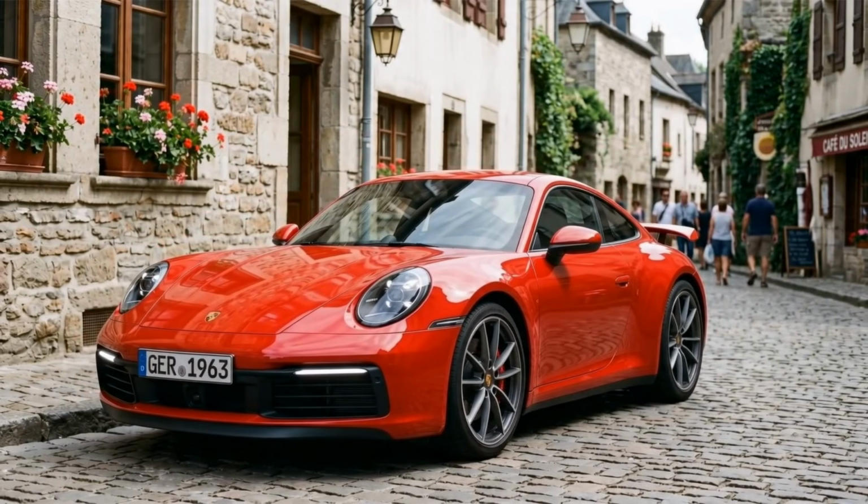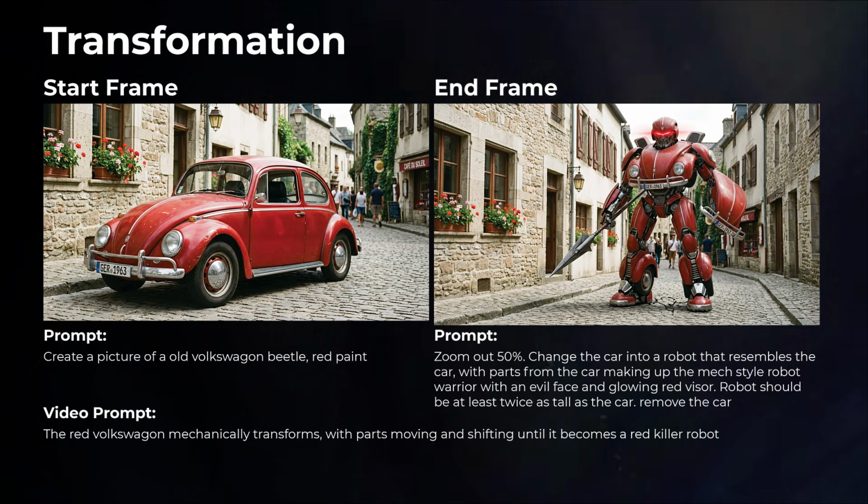But I wondered if it would still actually transform into a robot, considering there's new restrictions on Seedance, but it seemed to work out pretty well. I asked to zoom out 50% and change the car into a robot that resembles the car. Again, I want it to look a bit more like a Transformer, so I had parts of the car up to a mech-style robot warrior with an evil face and a glowing red visor. And also the robot should be at least twice as tall as the car, otherwise it might end up being the same size. And then also remove the car, so it doesn't have the robot and the car in there.